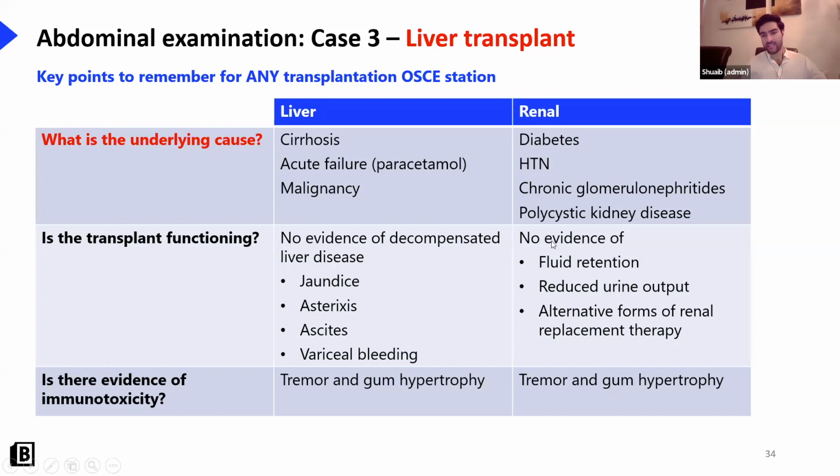For the kidneys, look for evidence of fluid overload. Ask the examiner for the patient's urine output. Obviously, if they are fluid overloaded, they've got edema, then that suggests the kidneys aren't working properly. If their urine output is low, that suggests the kidney transplant isn't working properly. If they've got evidence of another form of renal replacement therapy, then that suggests that their transplant, again, is not working properly.